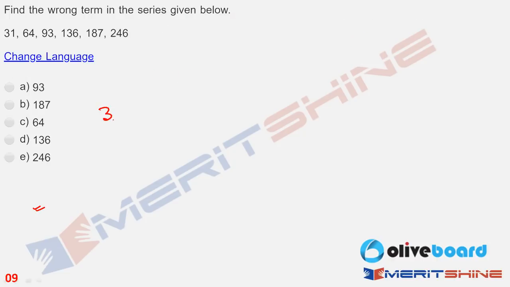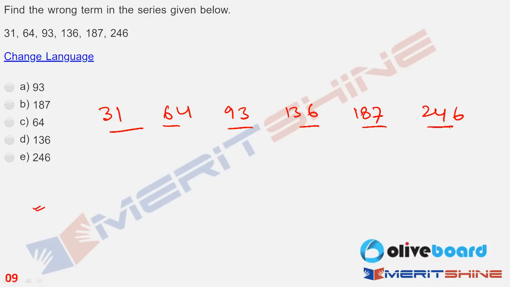Let's try these. What is this? 31, 64, 93, 136, 187, and 246. If you look at these numbers closely, I hope you can already see a pattern here. The 64 and 93 are a big hint, right? Look at the number here. The moment you start looking at 64 and 93, all these numbers will also reveal themselves. Let's look at this number.